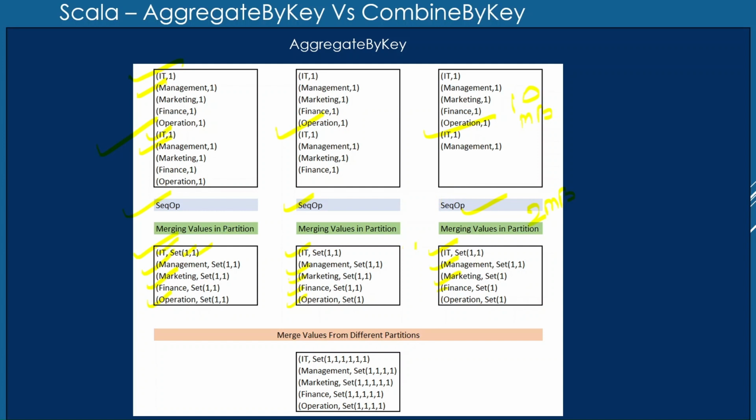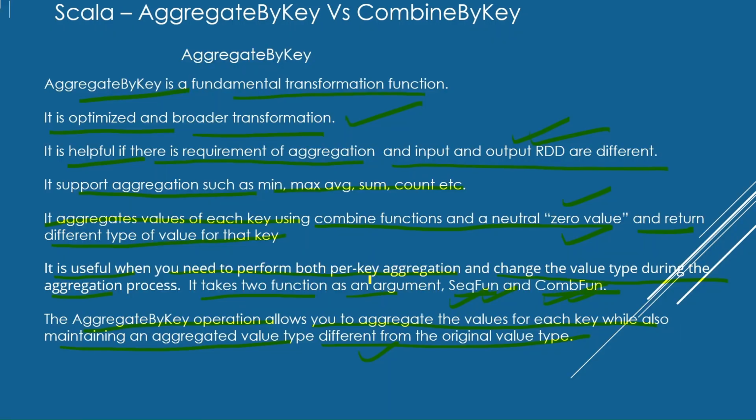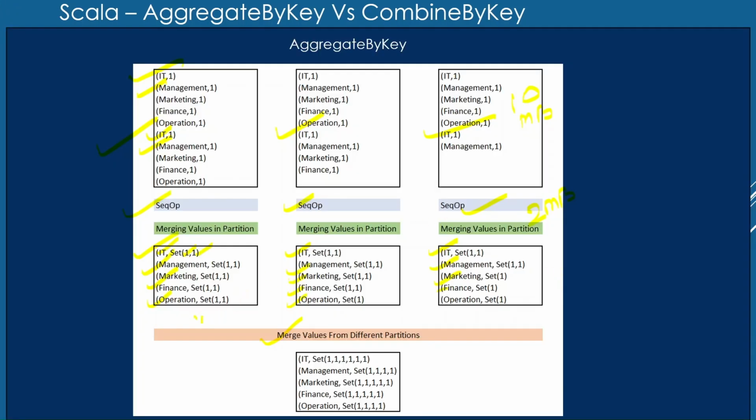When the sequence operation happens, the merge of values from the different partitions happens. The second function is the combine function. What the combine function generally does is combine the result of each partition and merge the values for a key and its subsequent values. Here the key is IT. These two values are coming from this partition or this executor, these two values from this partition, and these two values from this partition. Same for management, same for marketing, same for finance, and same for operation.